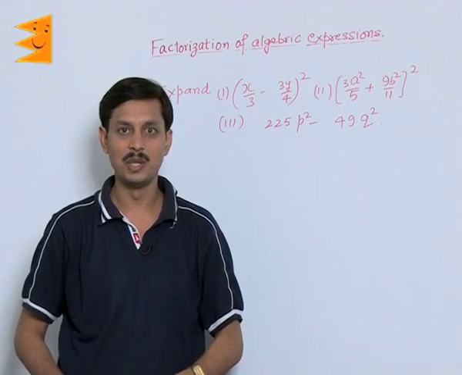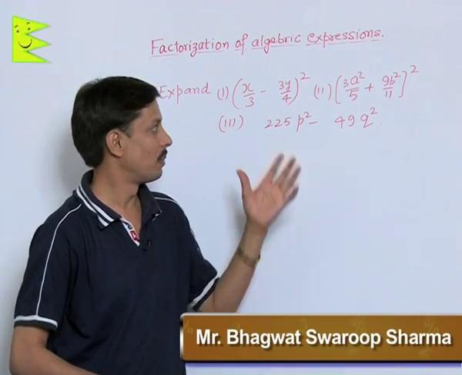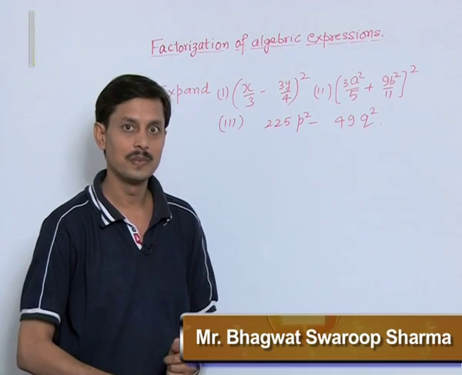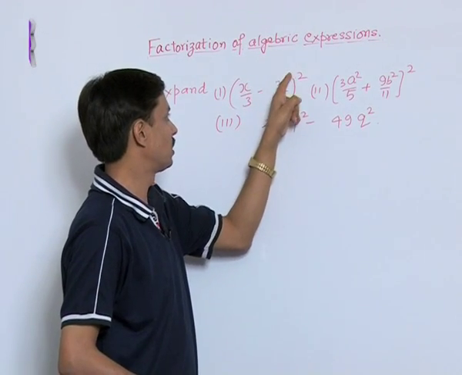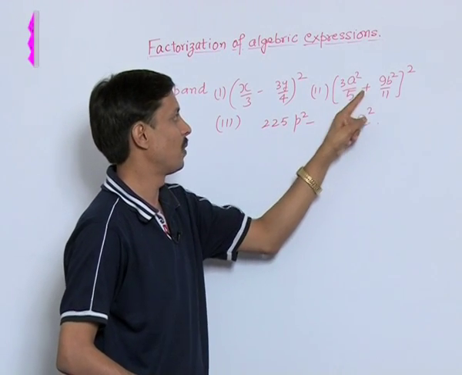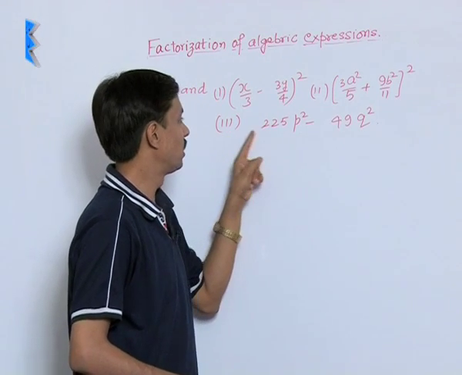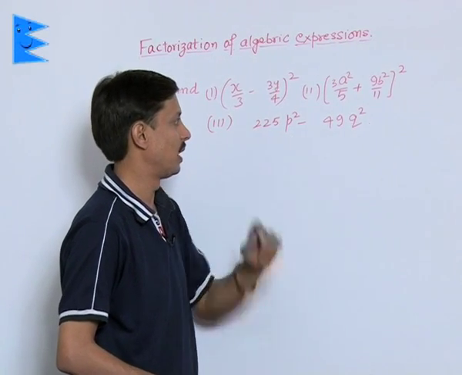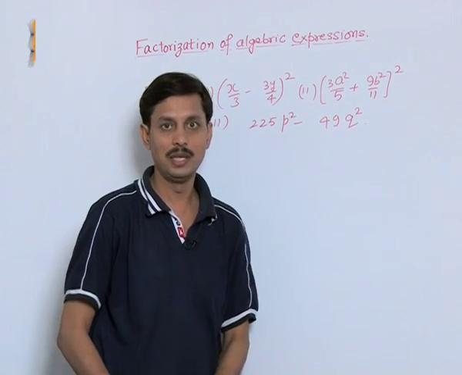Now I will discuss with you a few examples where we will use some of the algebraic identities. Expand: first, (x/3 − 3y/4) whole square. Second, (3a²/5 + 9b²/11) whole square. And third, 225p² − 49q². I want to begin with the first one.